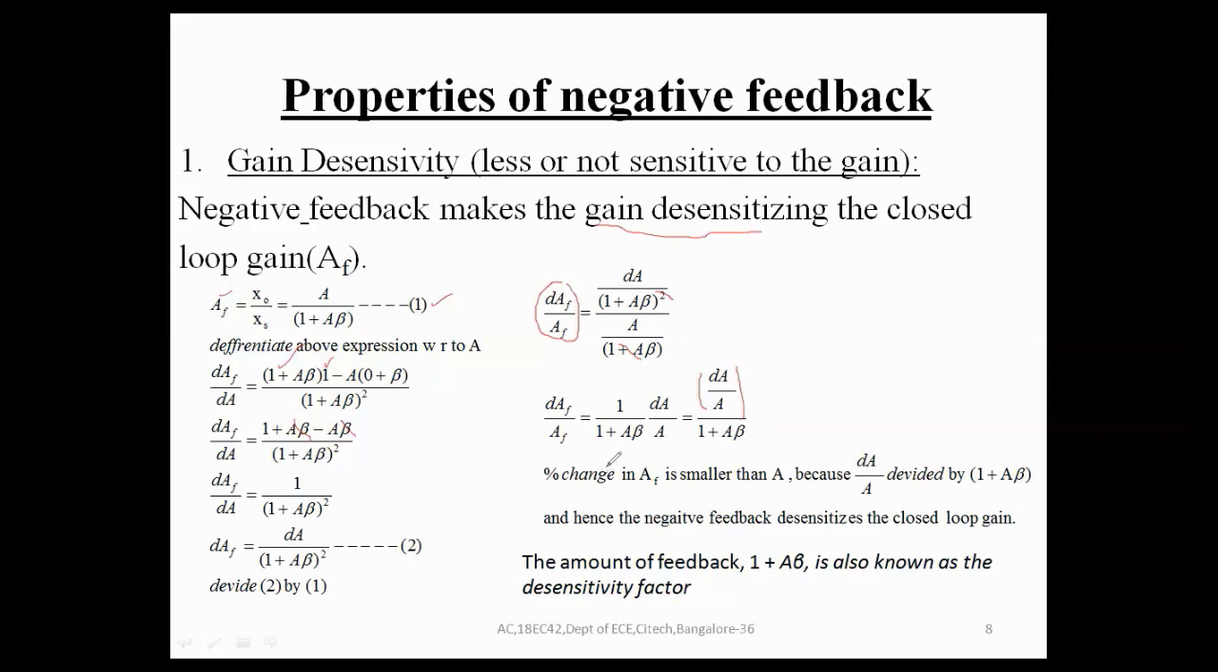So the percentage change in AF is smaller than that in A because dA by A is divided by 1 plus A beta. If you connect the negative feedback, the percentage change in the closed loop gain is desensitized. So 1 plus A beta is called the desensitivity factor.